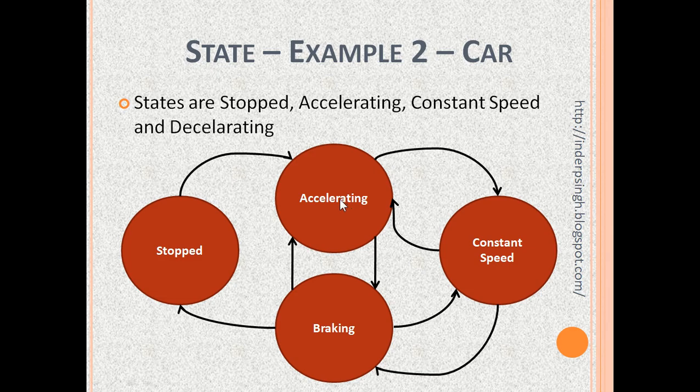From the accelerating state, it is possible to change to the constant speed state. This means that the car is moving at a constant speed. From the constant speed state, it is possible to make the car go into the braking state. That means the speed of the car reduces, and from the braking state the car can change into the stopped state. So this state transition diagram is useful for testing the physical car, and also a software representation of the car, whether it's in a video game or in any software application.